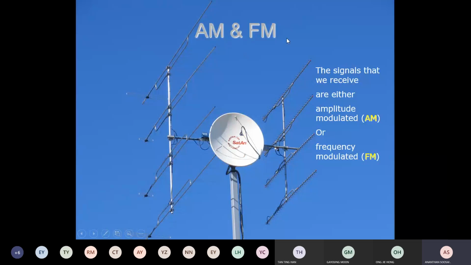AM, FM means the signals that we receive are either amplitude modulated or frequency modulated. What is meant by modulation? First of all, why do you need to do modulation? So as to prevent interference between one signal and another. Therefore, many people can talk at the same time. That's why they do modulation.